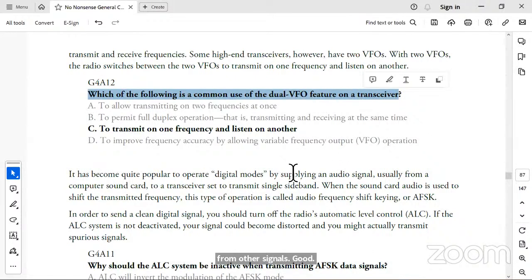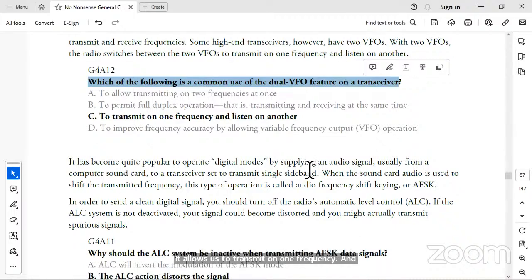Continuing, which of the following is a common use of the dual VFO feature on a transceiver? So we're talking about the dual VFO, variable frequency oscillator, on a transceiver. It allows us to transmit on one frequency and listen on another. Remember we said 5 up, meaning 5 kilohertz up?